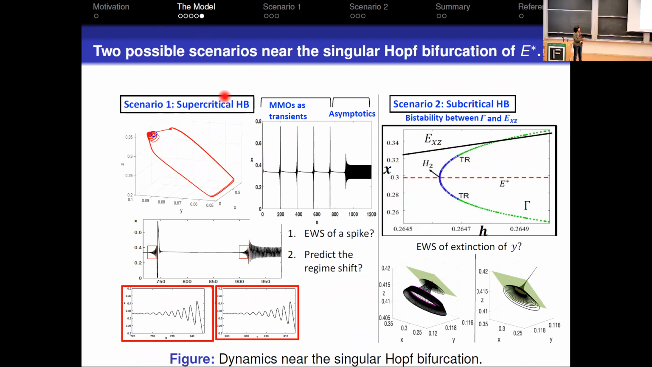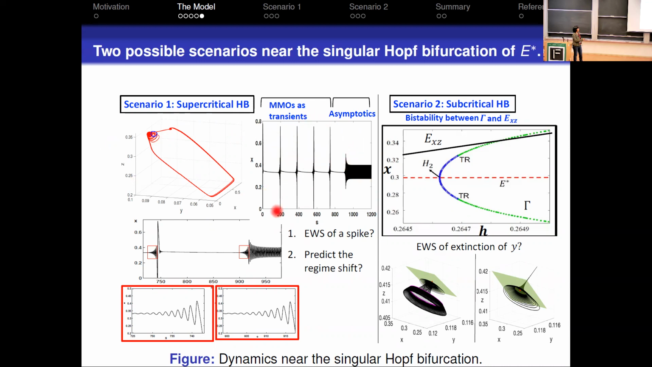So when we have a supercritical Hopf bifurcation, we have a stable limit cycle born out of the Hopf bifurcation, which I've shown here in blue. And we have transient dynamics in the form of mixed mode oscillations in the system before the system approaches its asymptotics, the Hopf cycle. And these transients can persist for a very long time, depending on the initial condition and on the parameter values.